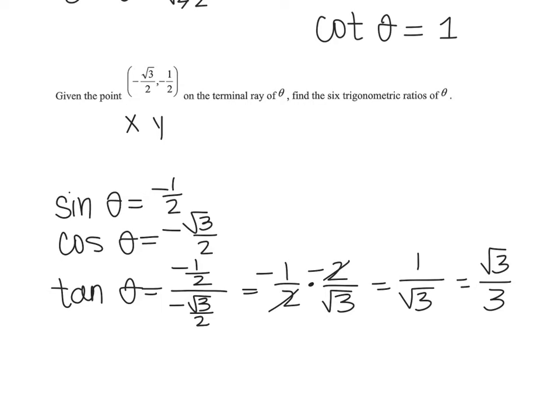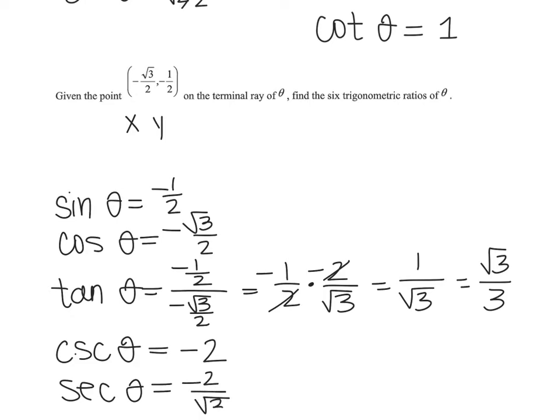Now for our reciprocal functions, cosecant of theta is the reciprocal of negative 1/2, which is going to be negative 2. Secant of theta is going to be the reciprocal of negative square root 3 over 2, which is negative 2 over square root 3, or when rationalized, negative 2 square root 3 over 3. And then lastly, cotangent of theta. Now when we do the reciprocal of tangent, we're going to use the ratio before we rationalize it, so that would be 1 over square root 3, and its reciprocal is just square root 3.